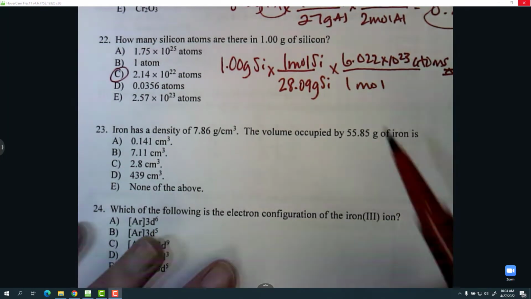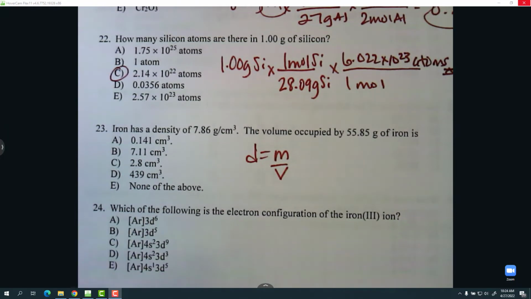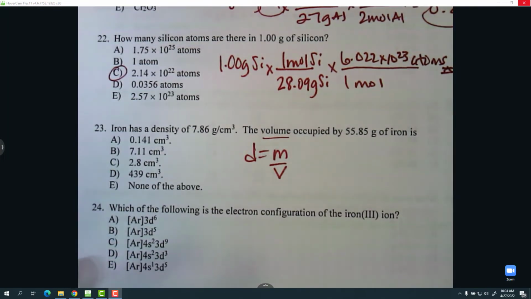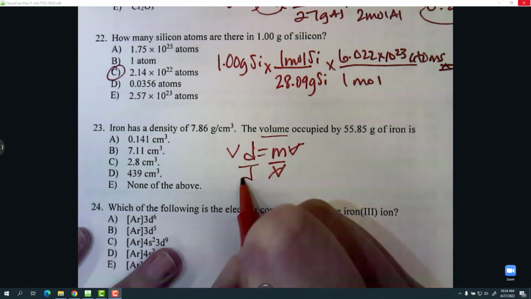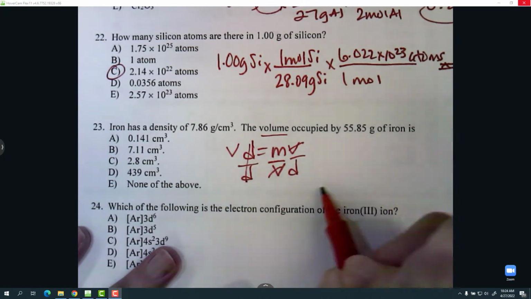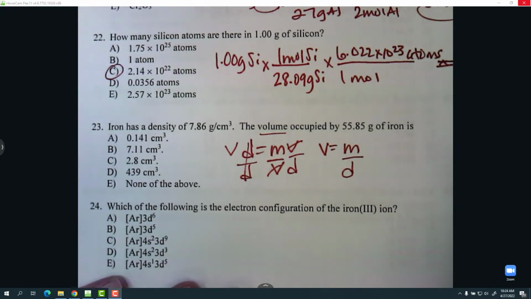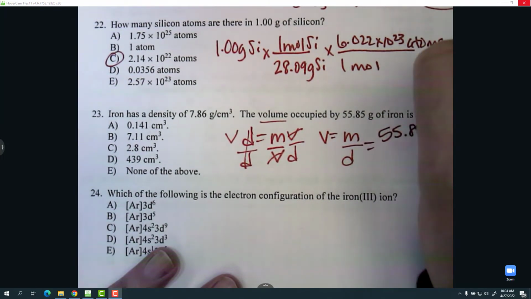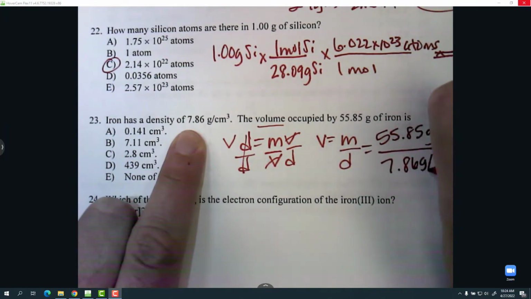All right, density. It tells me the density, it tells me the grams, and it asks for the volume. So I'm going to go ahead and solve this for volume first. I need to get volume on top and by itself. So volume equals mass divided by density. And the mass is 55.85. Density is 7.86.